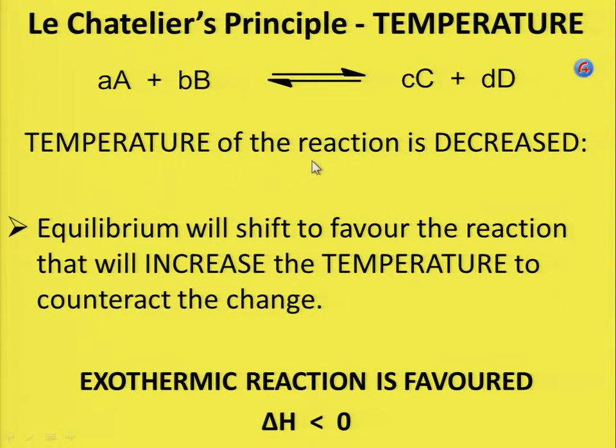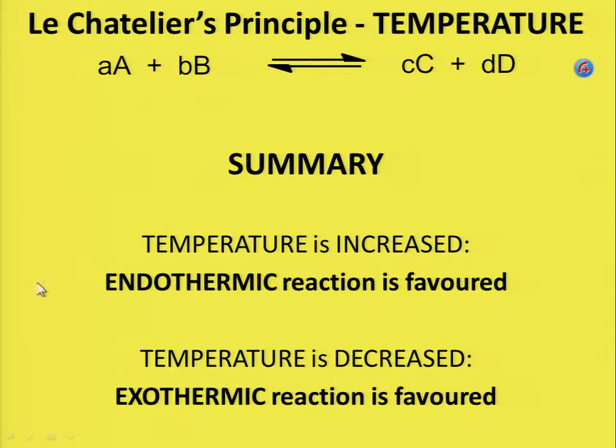When the temperature of the reaction is decreased and equilibrium therefore disturbed, the equilibrium will shift to favor the reaction that will increase the temperature to counteract the change. So an exothermic reaction is favored because an exothermic reaction gives off heat. Delta H is then smaller than 0. So in summary, if the temperature is increased, the endothermic reaction is favored. When the temperature is decreased, the exothermic reaction is favored.